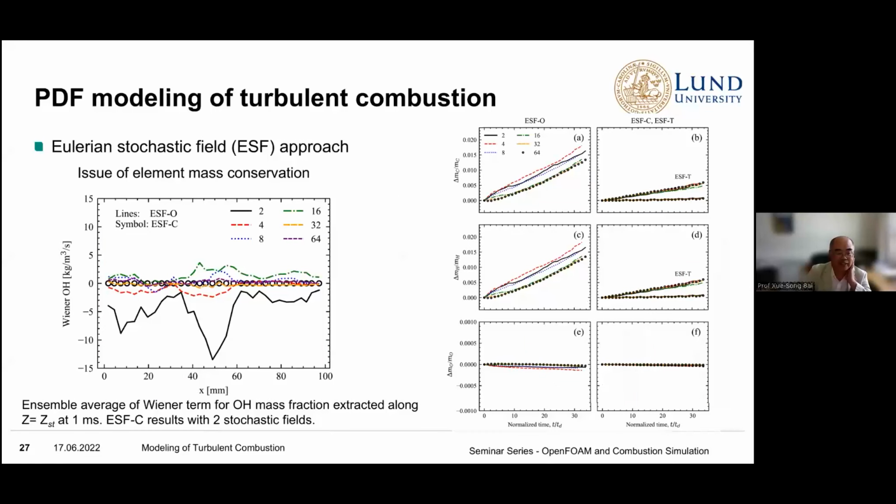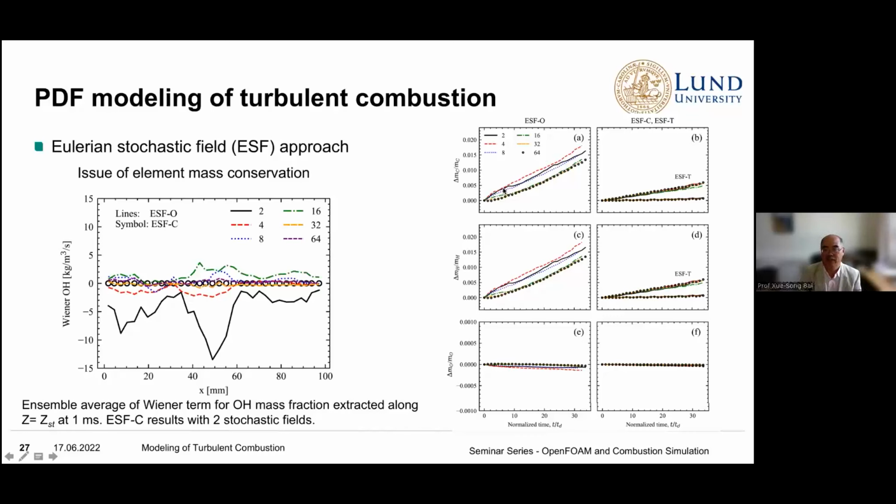So for the same case, one can see the convergence of the Wiener term. Like I said, if you use a larger number of stochastic fields, for example, 64 stochastic fields, the sum of the Wiener term, on some average, is actually converging to 0. However, if you use 2, this is very big. 8 is not negligible. But if you use the modified model, then it's identically 0.